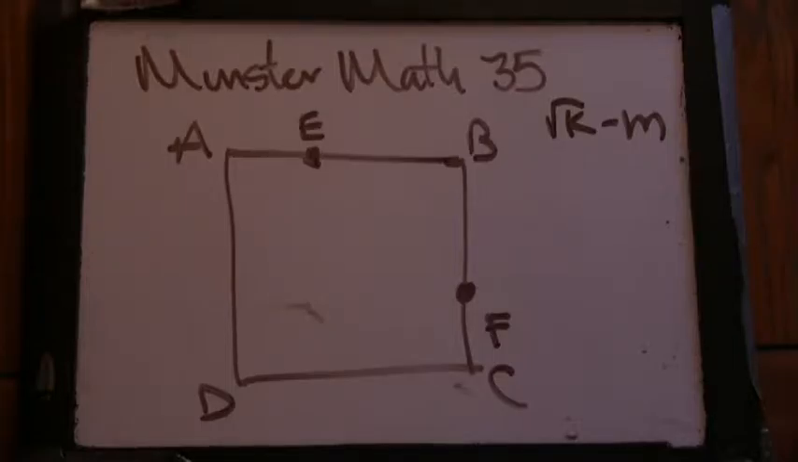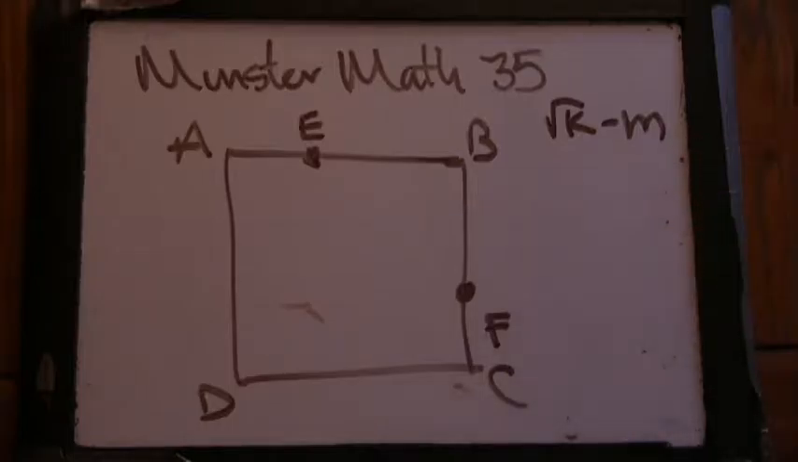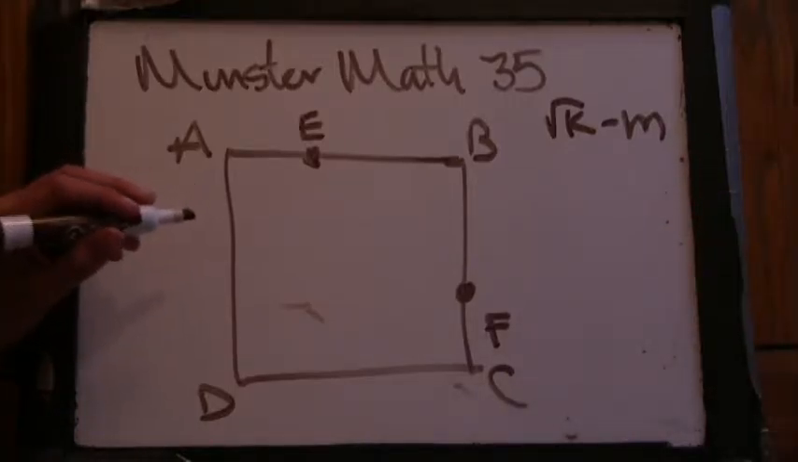So we've drawn it right. When the square is folded along the lines DE and DF, sides AD and CD coincide and lie on the diagonal BD. The length of the segment AE can be expressed in the form square root of k minus m units. What is the integer value of k plus m? So basically it's asking you to find the length AE.